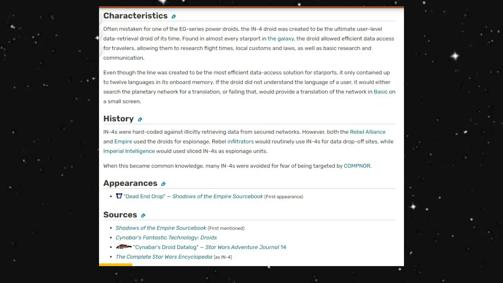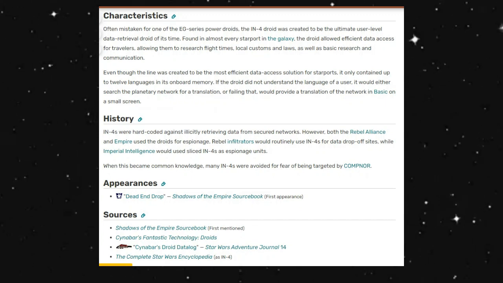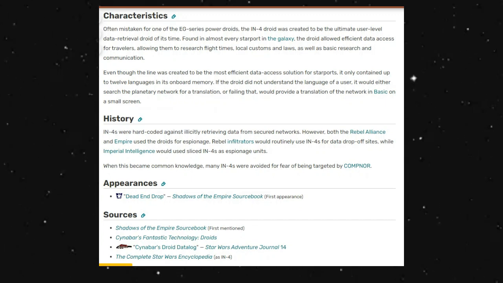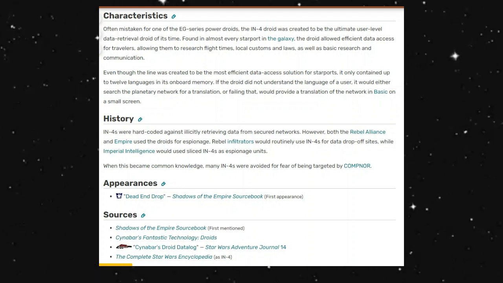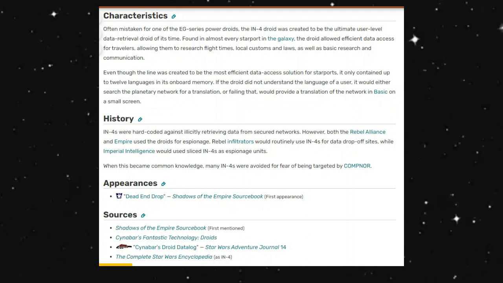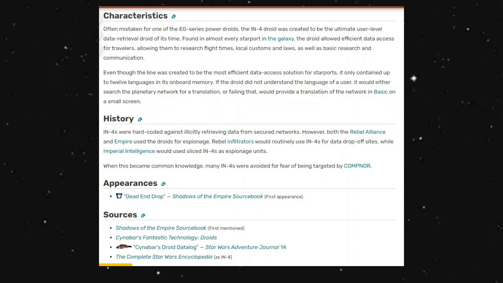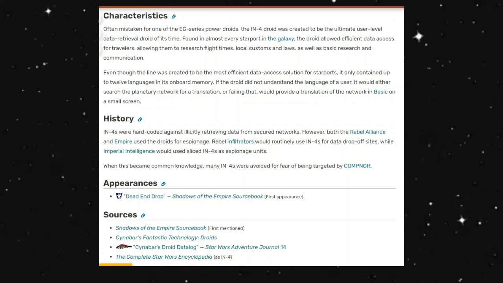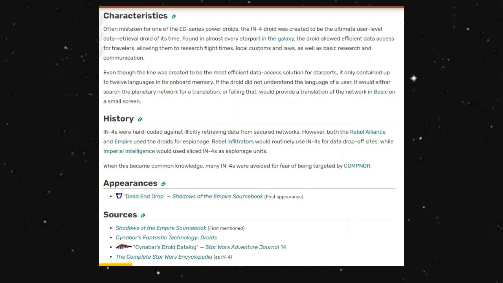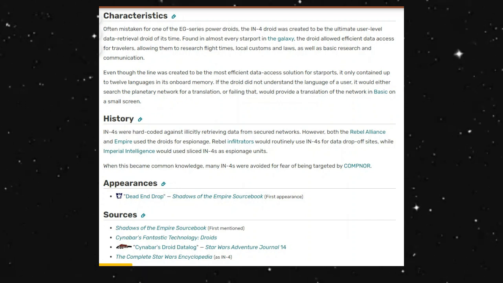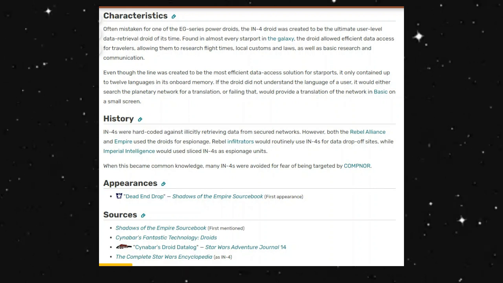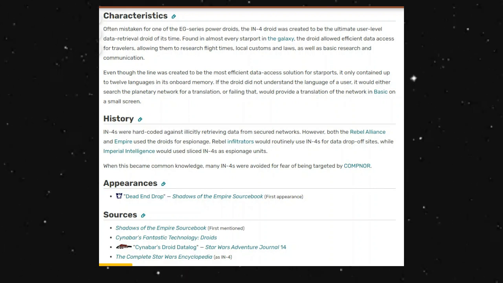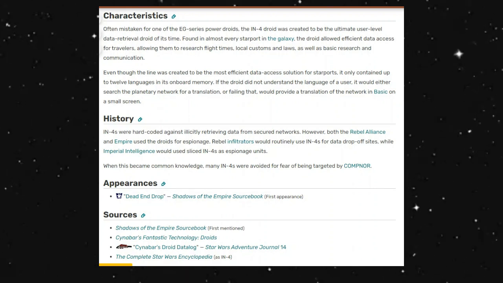Even though the line was created to be the most efficient data access solution for starports, it only contained up to 12 languages in its onboard memory. If the droid did not understand the language of the user, it would either search the planetary network for a translation or, failing that, would provide a translation of the network in BASIC on a small screen.